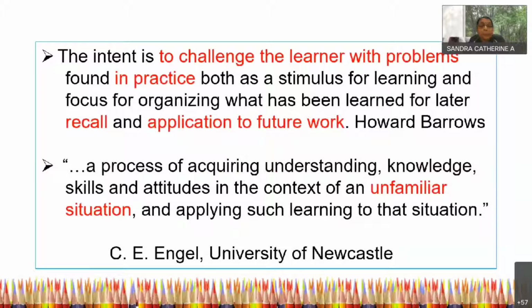So the most important point or the intent of applying problem-based learning is to challenge the learners with problems, and also problems which are found in real life situations, so that they can use this for application in the future. Because when the students go out to work, it's not only based on theory, they have to practice whatever they have learned. And it also is a process of acquiring knowledge, skills, and also attitude in an unfamiliar situation and applying that to such a situation.